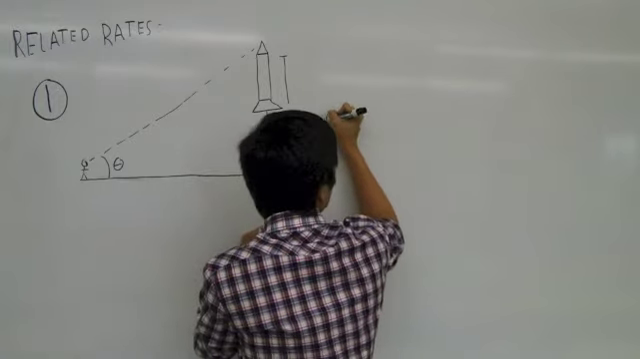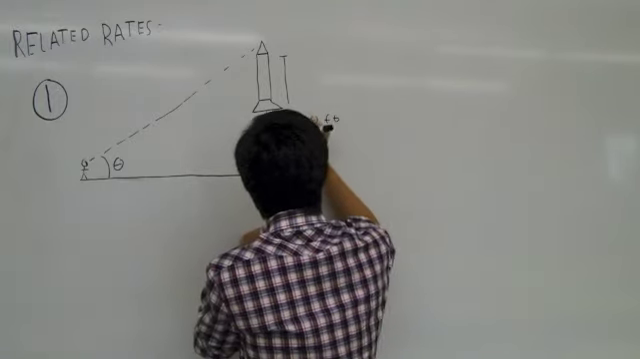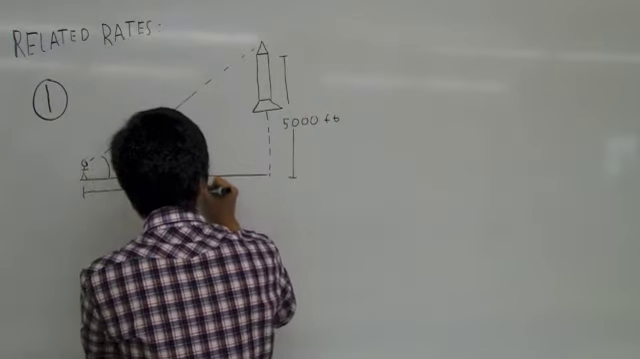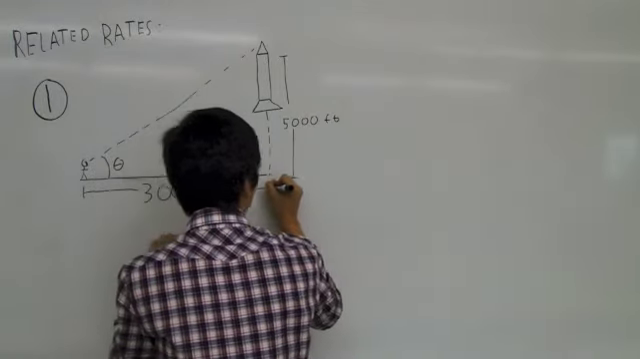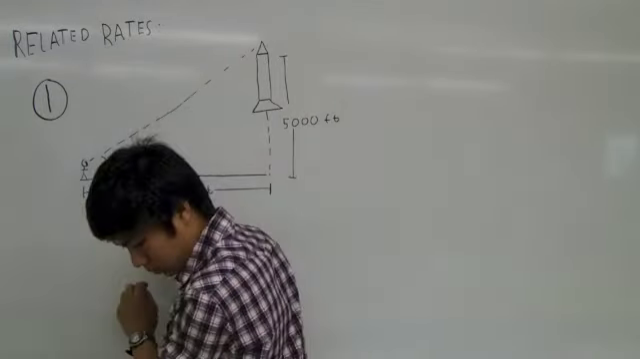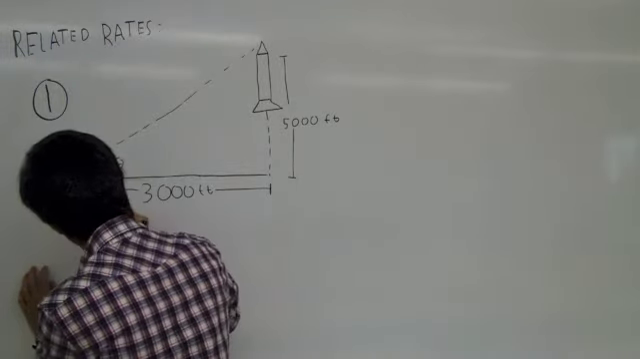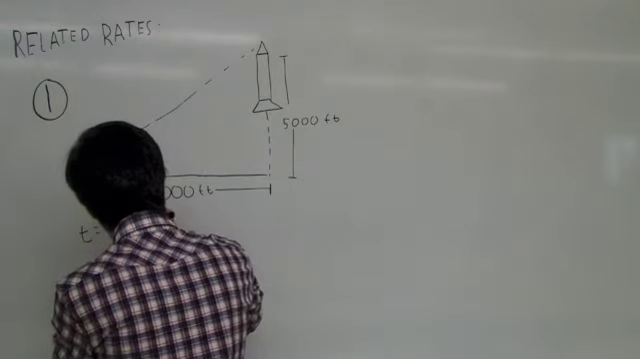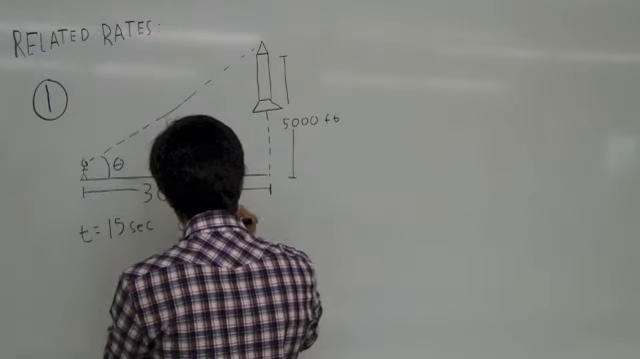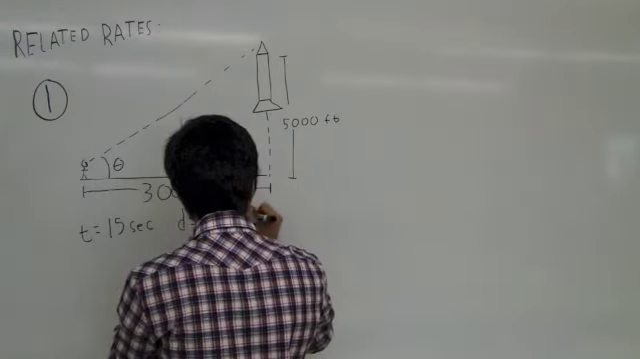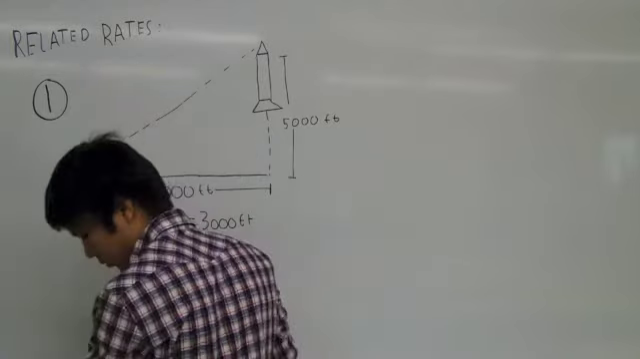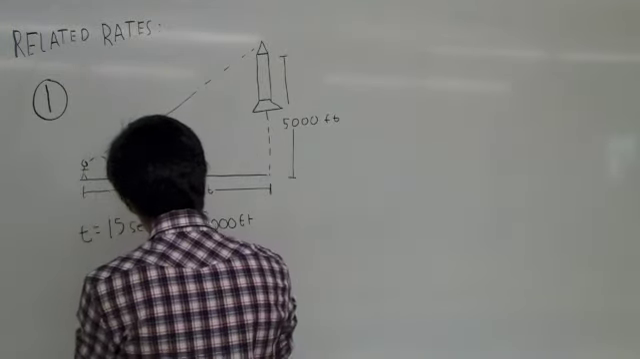The rocket is currently 5,000 feet off the ground, and our dude is 3,000 feet from the rocket horizontally. The rocket is currently 15 seconds into its flight. We'll call the 3,000 foot side of the triangle side D, and the 5,000 foot side of the triangle side S.